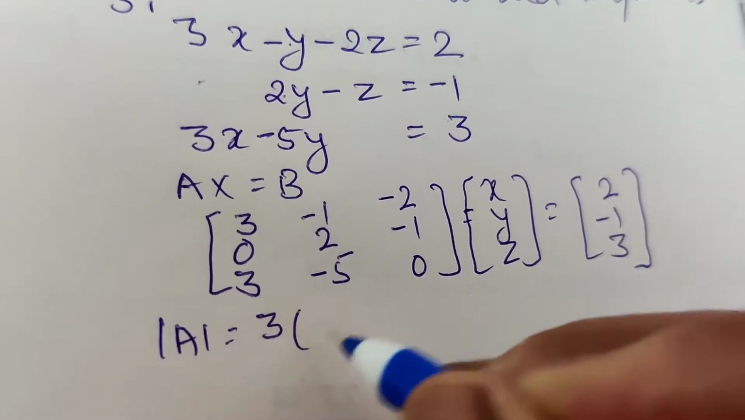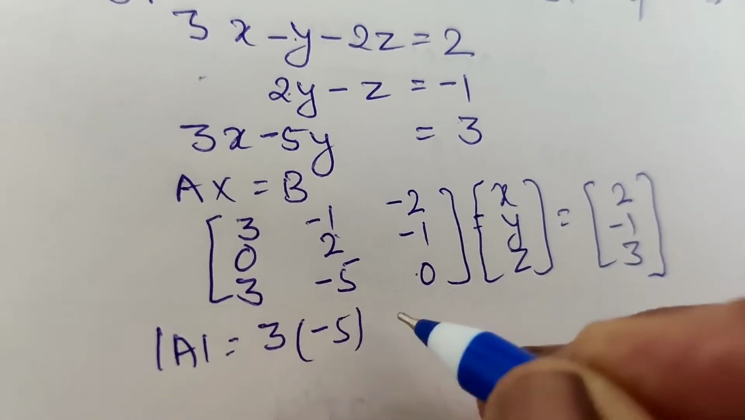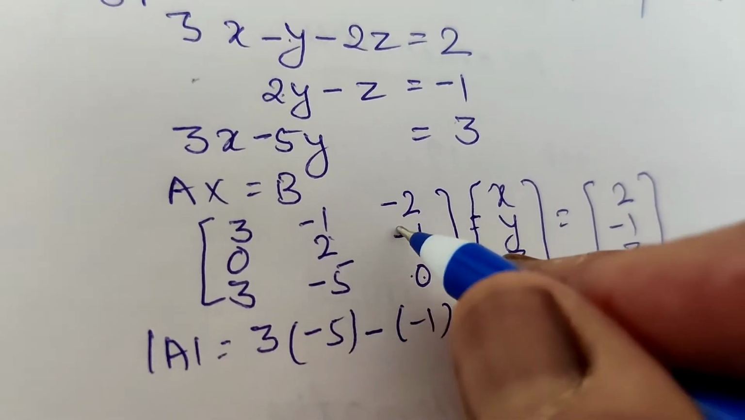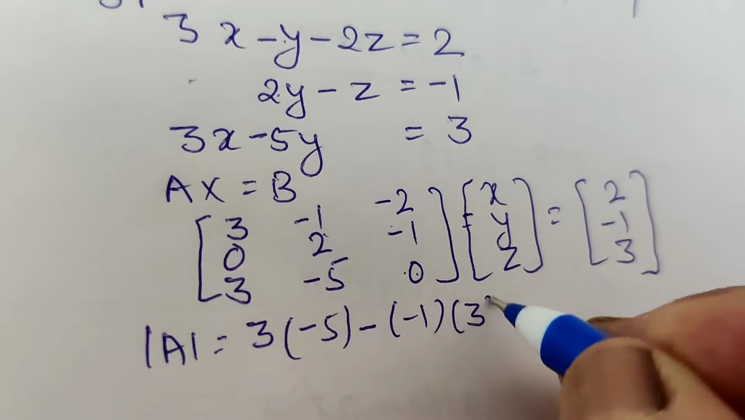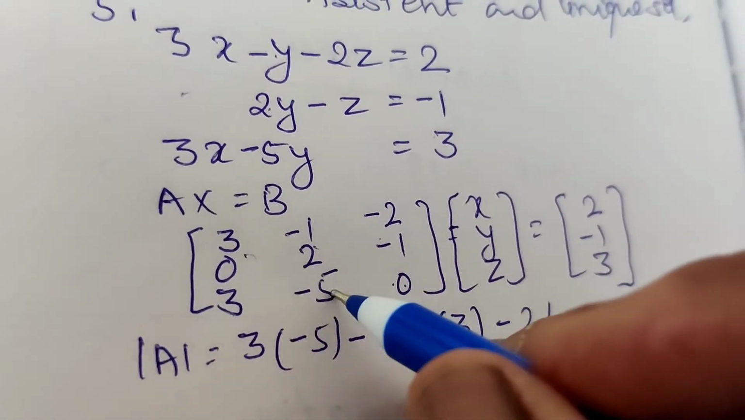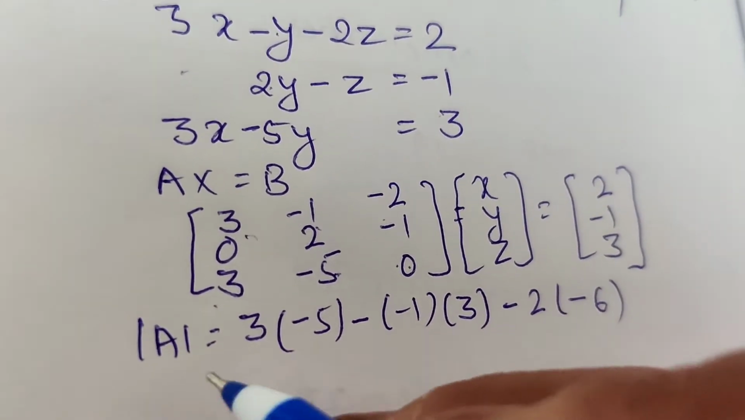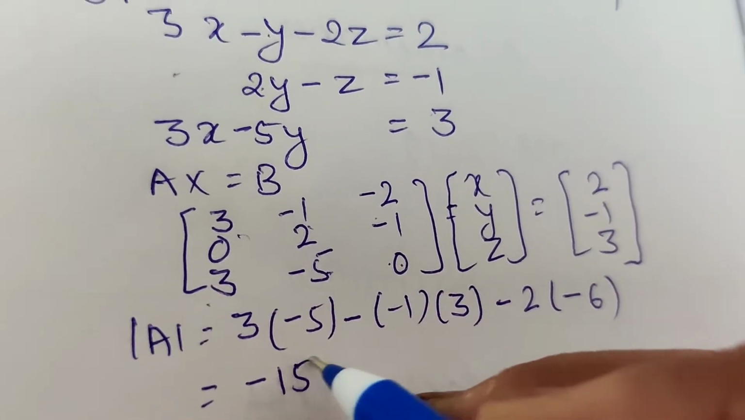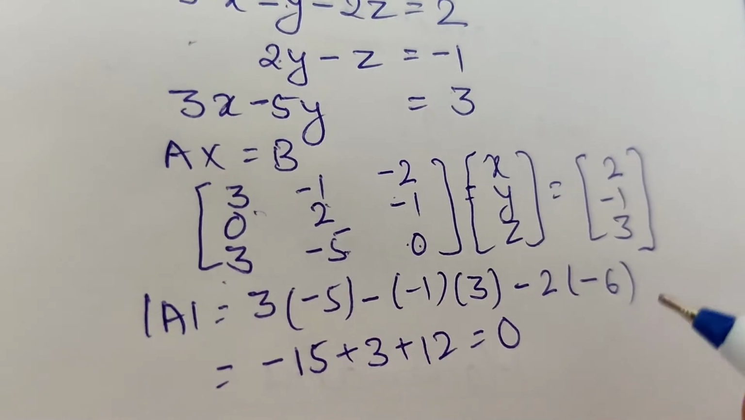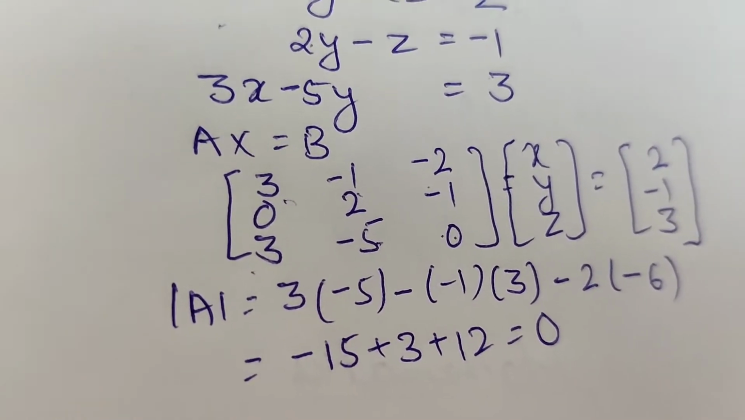It is 3 into (2 into 0, 0 minus 5), minus 1 into (0 into 0 minus minus), plus 3 into (1, 3), and next minus 2 into (0 into minus 5, 0 minus 6). That is minus 15 plus 3 plus 12, which is 0. It means the equations may be consistent or inconsistent.